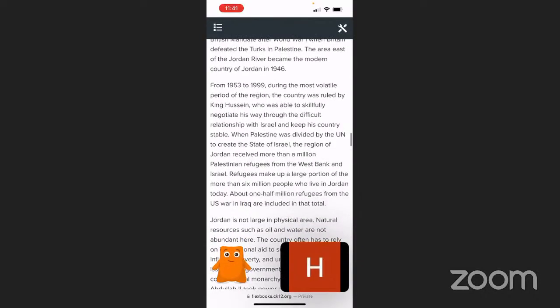When Palestine was divided by the UN to create the State of Israel, the region of Jordan received more than 1 million Palestinian refugees from the West Bank and Israel. Refugees make up a large portion of the more than 6 million people who live in Jordan today. About half a million refugees from the U.S. war in Iraq are included in that total.